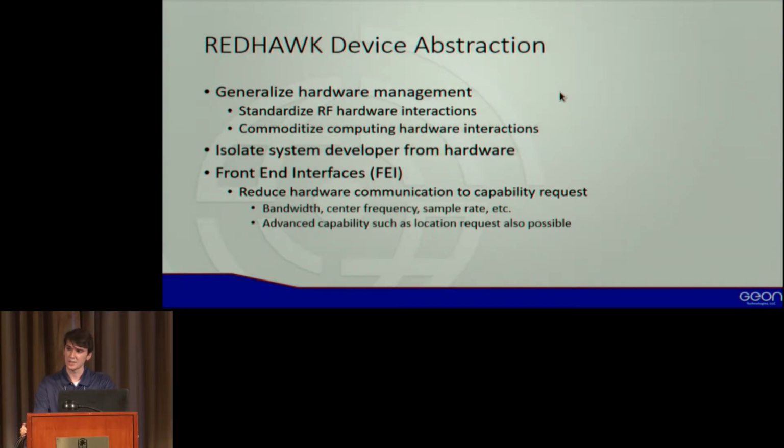It doesn't really matter which device for most applications, but when you get to, say, DF, that's when you need to know, I need these antennas. These antennas are placed here. So not only do I want this bandwidth, center frequency, sample rate, I also want these particular antennas. And there's also support for that in REDHAWK.